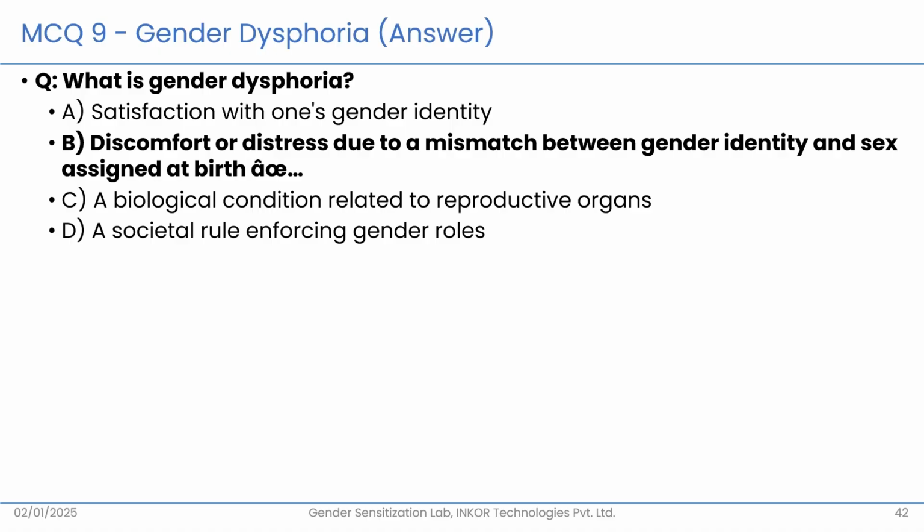The correct answer is B. Discomfort or distress due to a mismatch between gender identity and sex assigned at birth. Checkmark. Gender dysphoria is a recognized condition that can affect a person's well-being, and support is essential for individuals experiencing it.